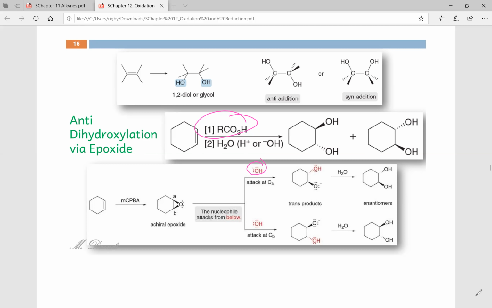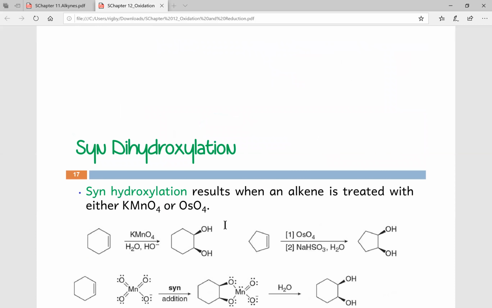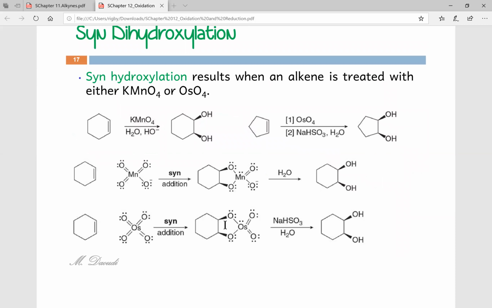Okay? All right. The one that I think is a little bit harder is the syn dihydroxylation, because there are a lot of different reagents that can do this. KMnO4 with H2O and OH-, OsO4 with sodium HSO3 and water. I don't really have a good way of memorizing these other than they both have 4 oxygens. But just know that these reagents are going to do syn dihydroxylation, which means they add 2 hydroxy groups on the same side, versus anti-dihydroxylation, where we added 2 OH groups on opposite sides.